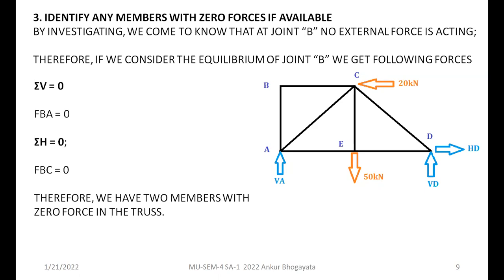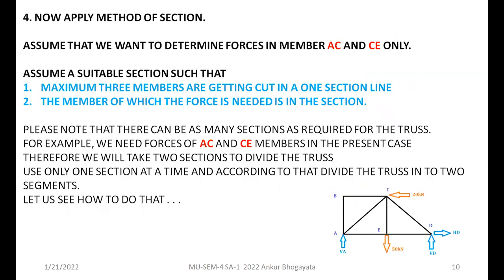So now let's check how your world gets changed when you are starting with the method of section. So now let's apply the method of section. Suppose we want to calculate directly the member forces in AC member and CE member. So here you can see AC is here, right? This is the inclined diagonal member AC, and another member is CE, or you can call it EC also. So these two members are to be determined for their internal forces directly.